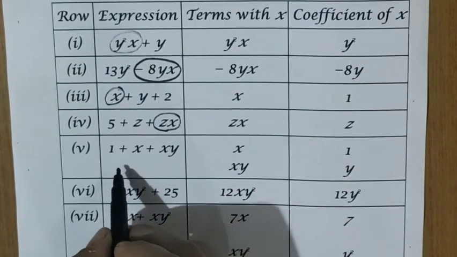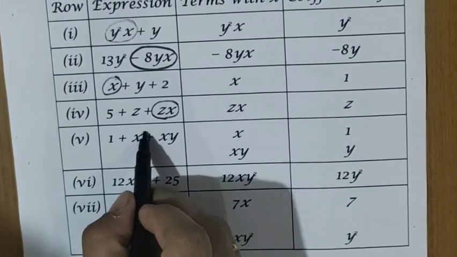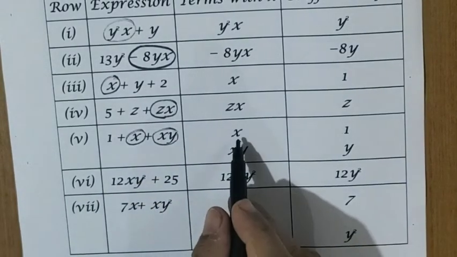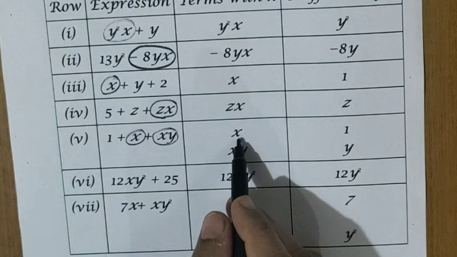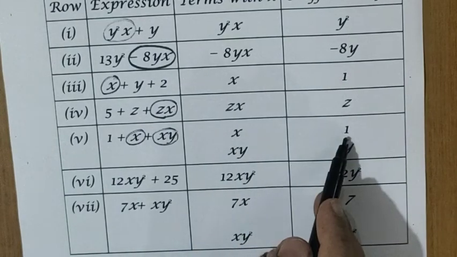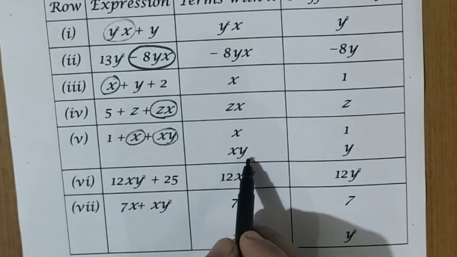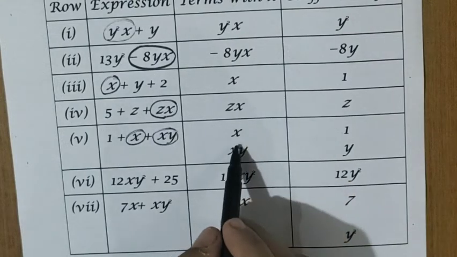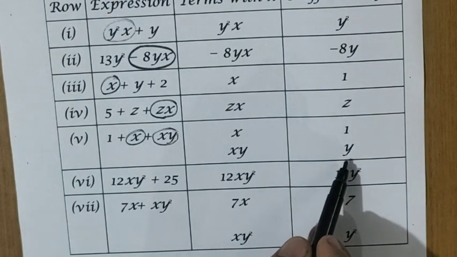So 4 questions we completed. Now the 5th question, 1 plus x plus xy. Now here what happens? 2 terms are having x. The first term is x, the second term is xy. So the first term x has coefficient what? It is only 1. Nothing is mentioned means 1 only. Now xy is there. Coefficient of x is asked, other than x, y is there. So 2 terms we should write separately and the corresponding coefficients to be written.